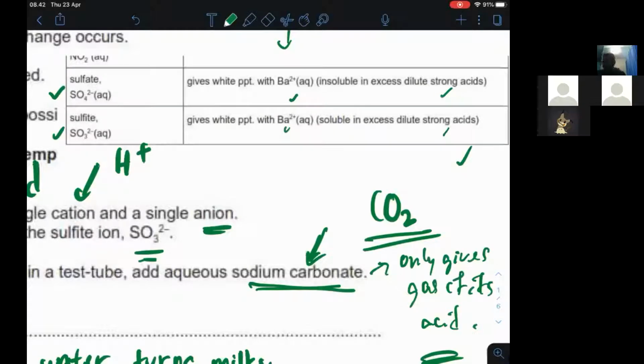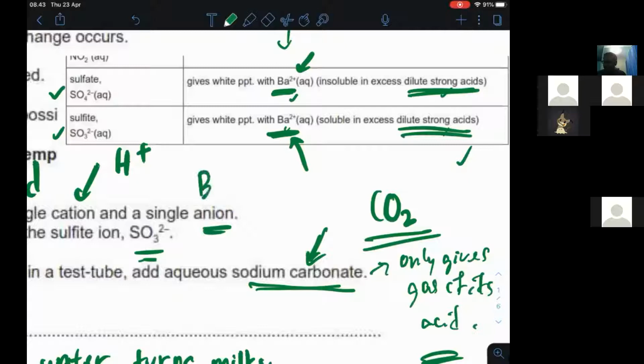Clear? Yes, sir. What will be the reagent that you will use to differentiate sulfate and sulfide, or to identify whether this is sulfate or sulfide? Can you see here, barium 2 plus, and then they say dilute strong acid. So can you suggest a solution that contains barium 2 plus and dilute strong acid? What will you suggest? Barium hydroxide. I will suggest using barium nitrate, because barium hydroxide is going to be insoluble.